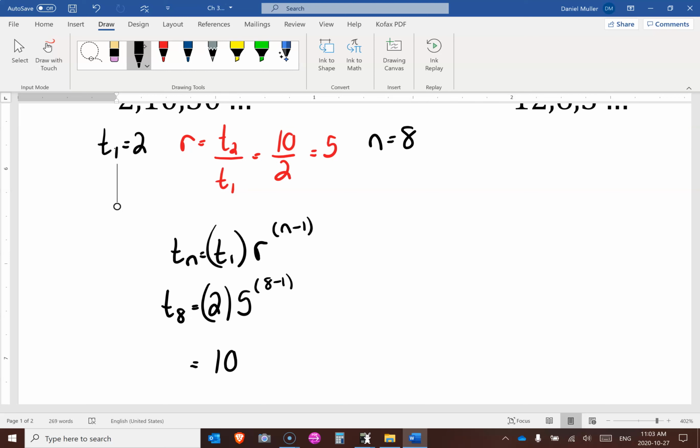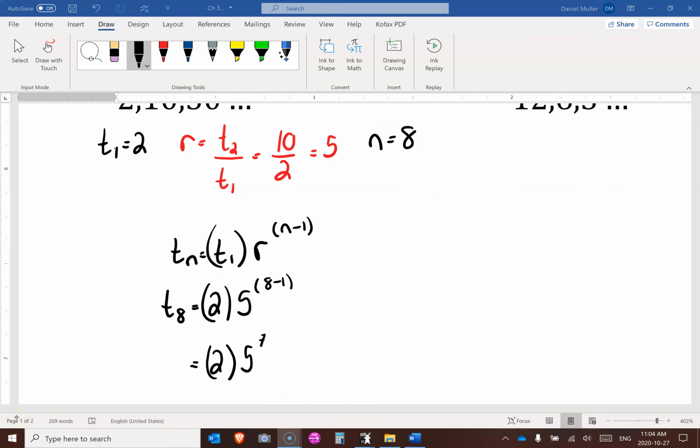However, we have to do BEDMAS. BEDMAS says exponents, so I have to do the exponents first. If it says brackets, I've got to do the inside of the brackets first. So 2 times 5 to the 7. Here I have to use BEDMAS again and do the exponents.